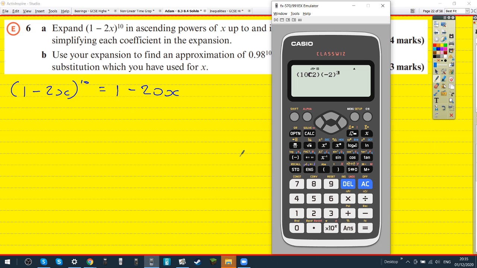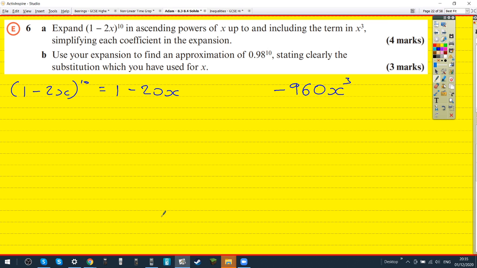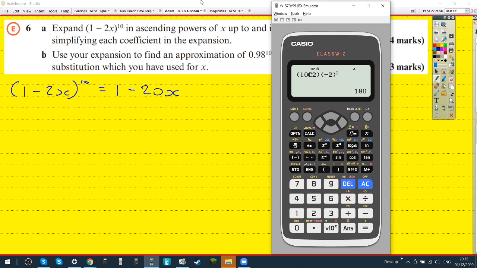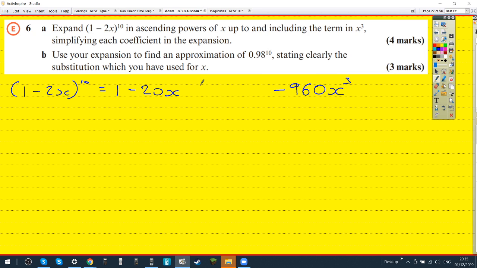Okay. And so what do you get? And then would it just be minus 2 squared for the last bit? Yeah. 180. Okay. So that's 180, and that's x squared. Mm-hmm. So you've done that so many times.